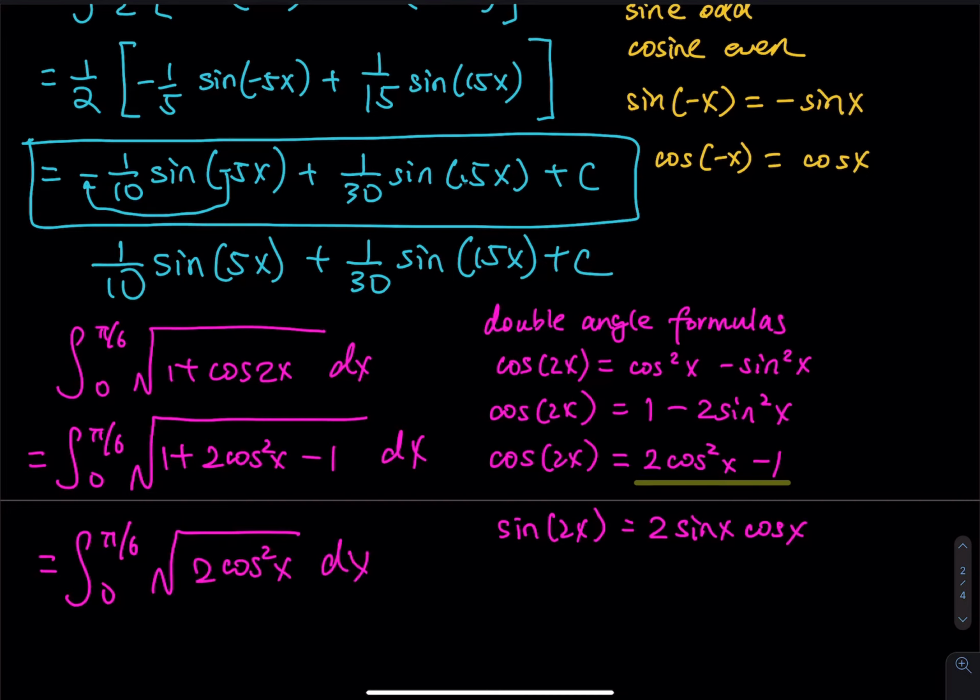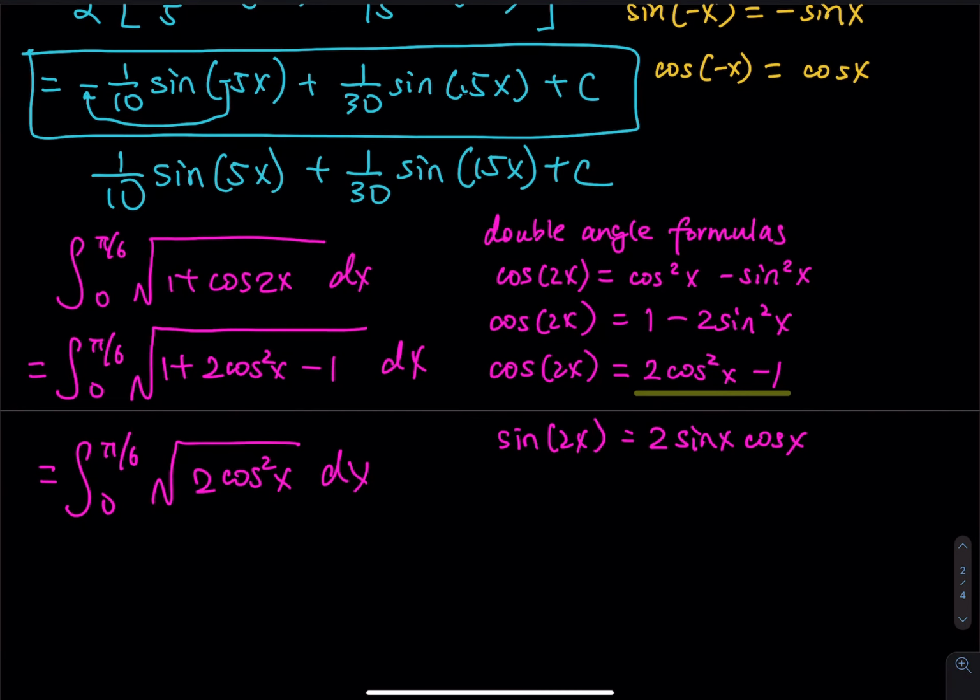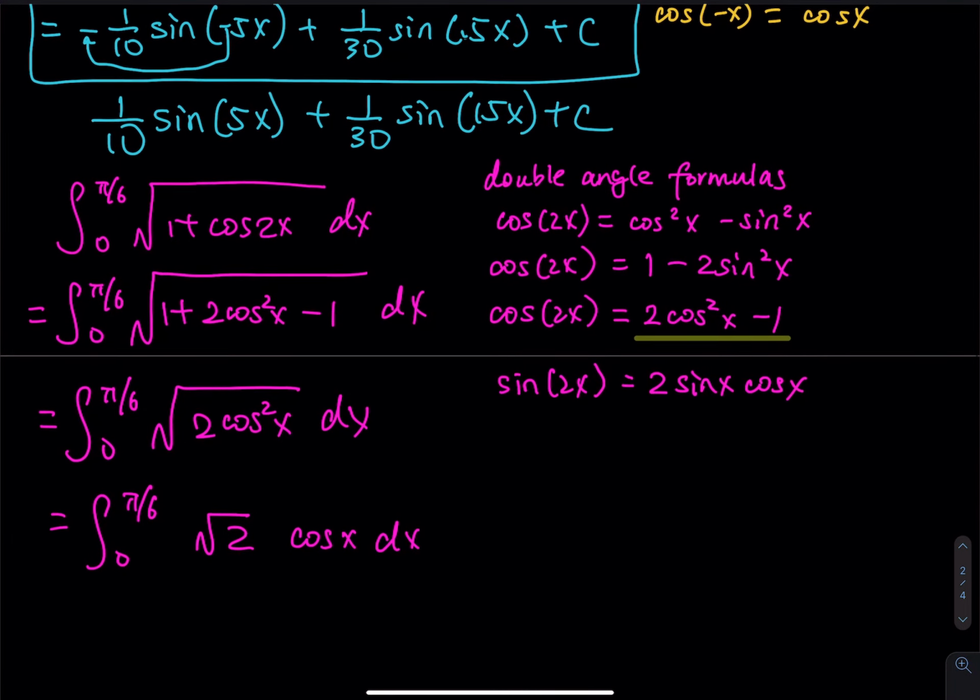So when you take the square root of that, the cosine squared becomes a cosine. Then you have from 0 to pi over 6, the cosine. And then what about the square root of 2? The square root of 2 is just the square root of 2. And now you are ready to integrate.